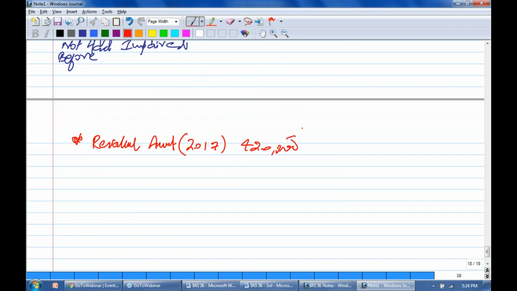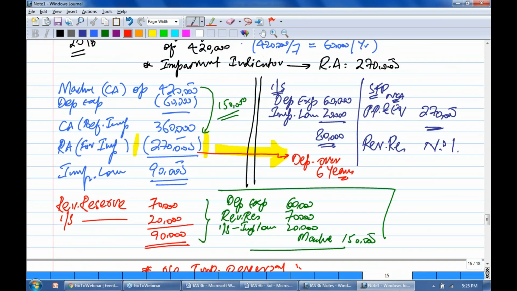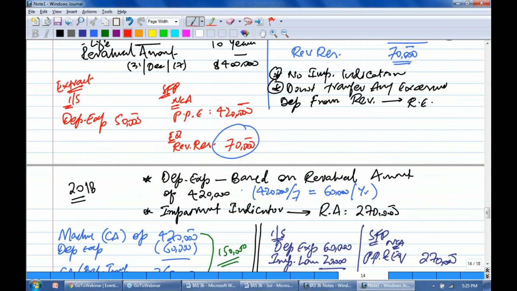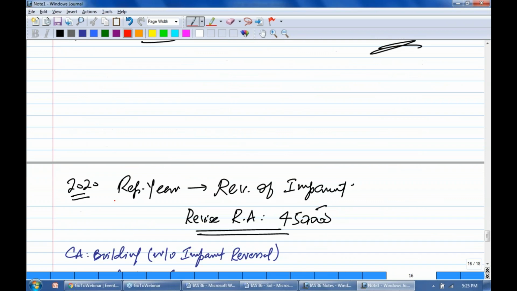4,20,000 minus depreciation expense for 3 years. 4,20,000 divided by remaining years. Remaining years after 2017, that is 7 years. 60,000 per year.